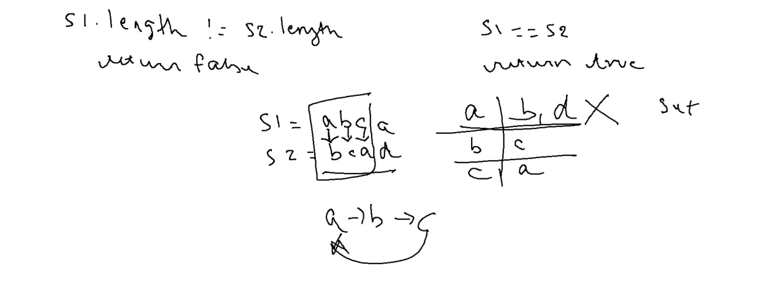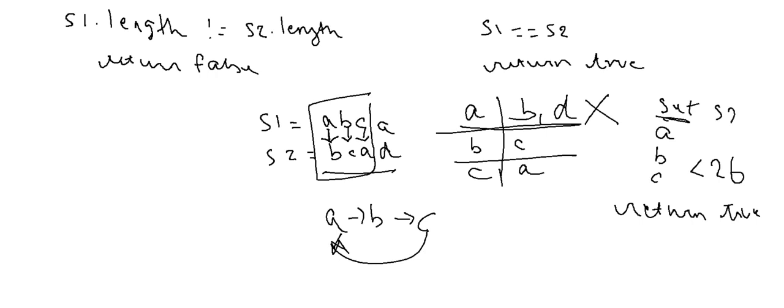So here the unique characters in S2 are A, B, and C. And we'll check the length. If the length is less than 26, we're going to return true, because even if there is a cycle, we can break the cycle, since the number of unique characters in S2 is less than 26. So this is what we are going to do.